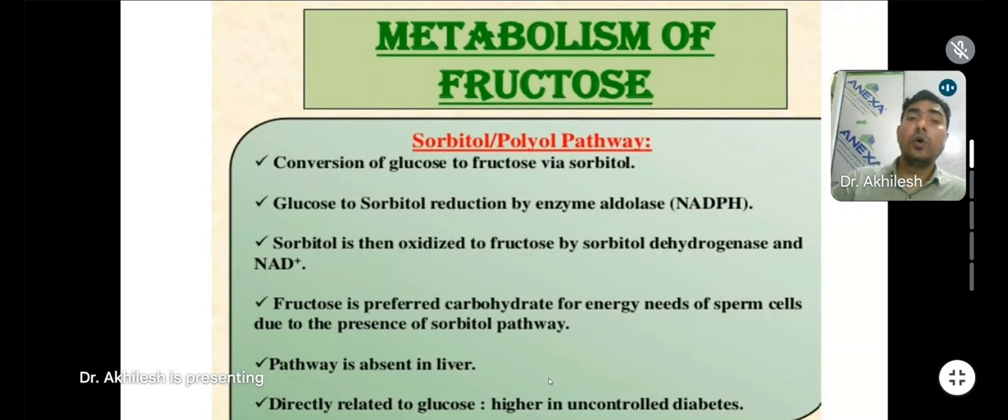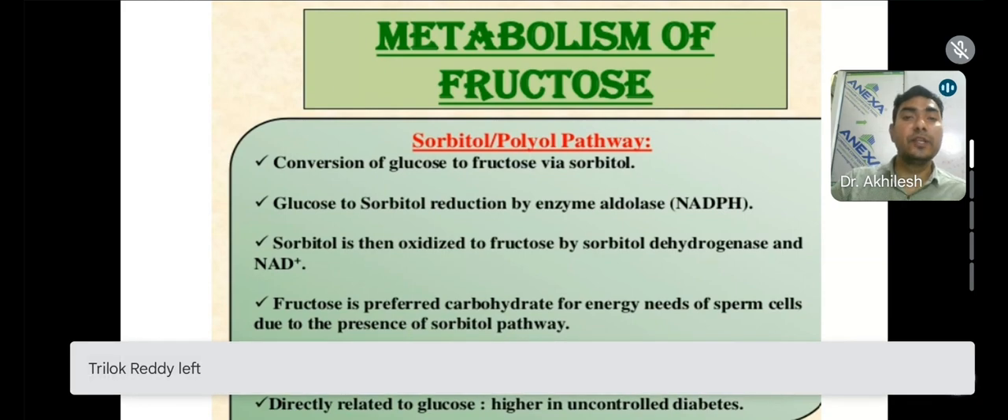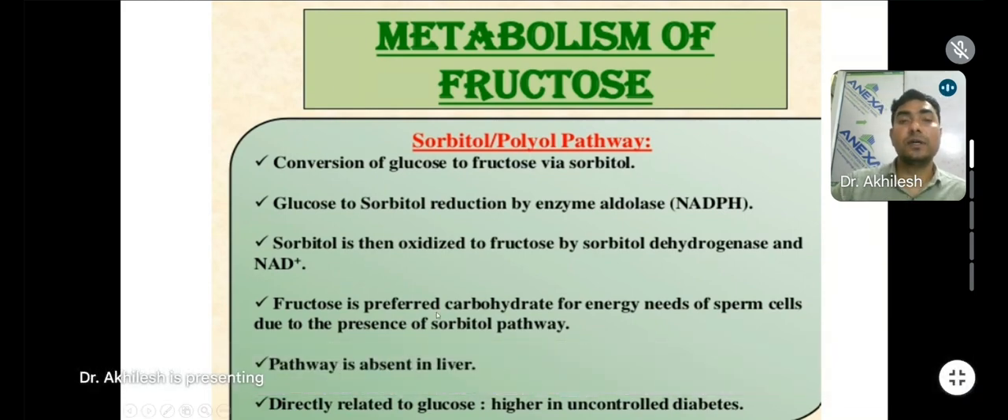Just now I said that only sperm cells can use fructose for energy purposes. The rest of the cells use glucose, but sperm cells have a specific system called the sorbitol polyol pathway. So the sorbitol pathway uses fructose. Fructose is one of the sweetest sugars among all carbohydrates, and since it was earlier obtained from fruits, that's why it's called fructose.